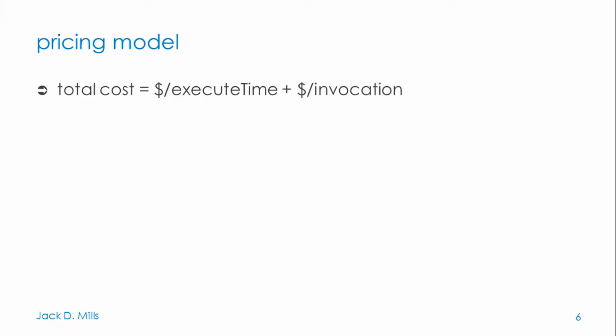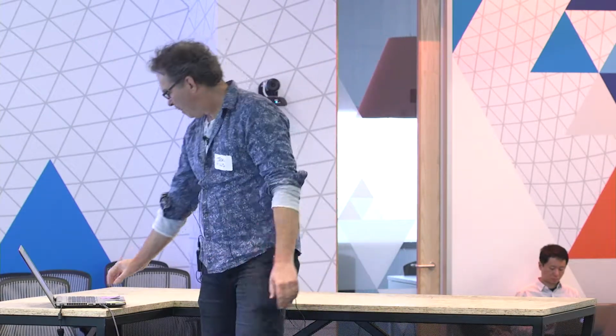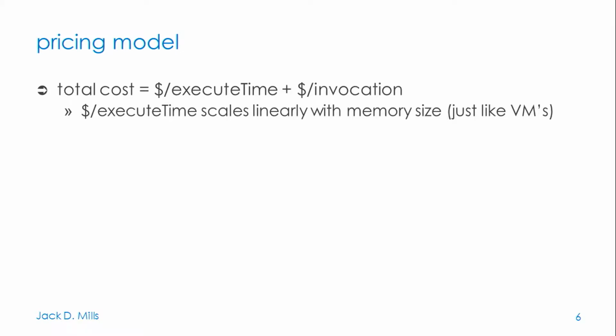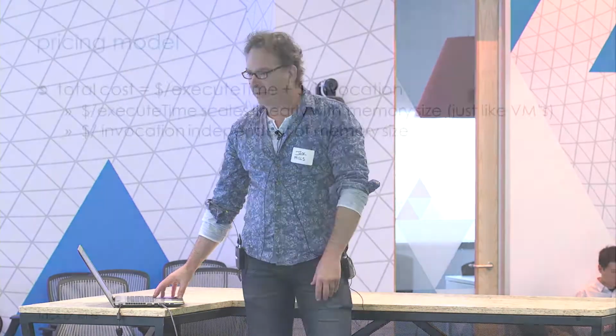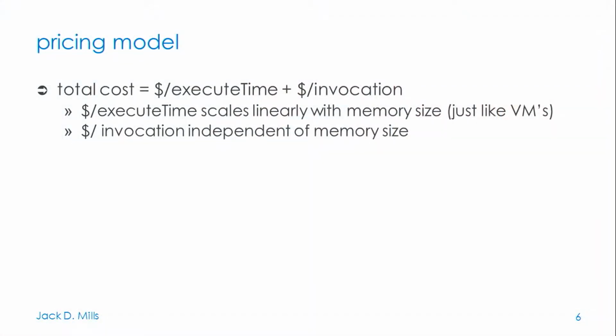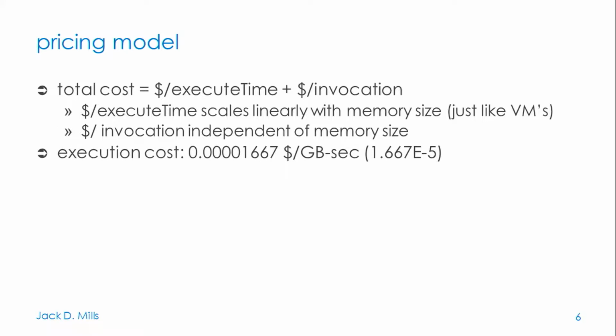And Lambdas are priced differently. At the end of the month, you get a bill, and that bill will be the sum of two things: how much total time all of your Lambdas took to execute, plus how many Lambdas you called. The time to execute, in dollars per second, scales linearly with memory, which is just what VMs do, by the way. They work exactly the same way. And the dollars per invocation of a Lambda is actually independent of memory size.